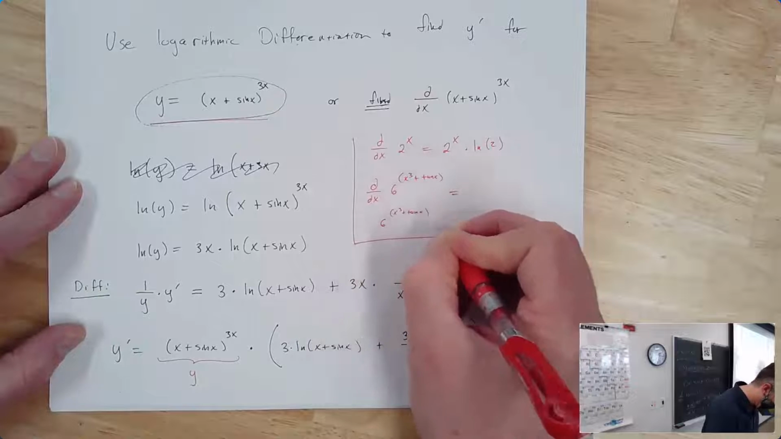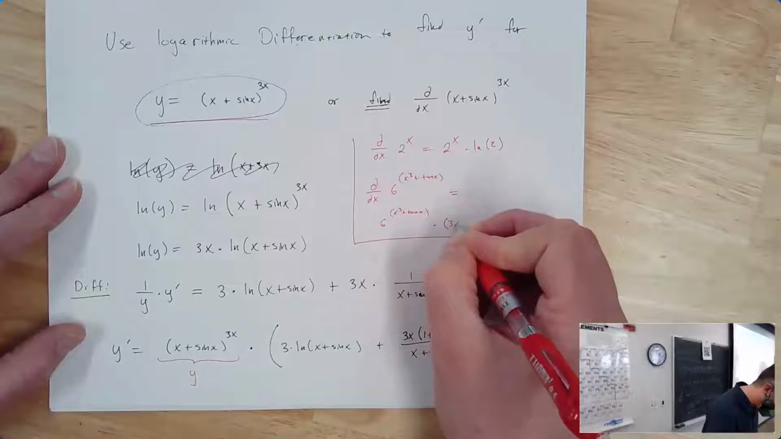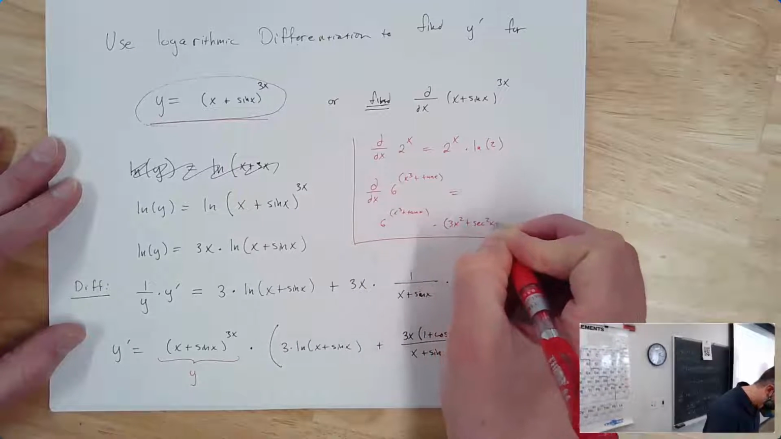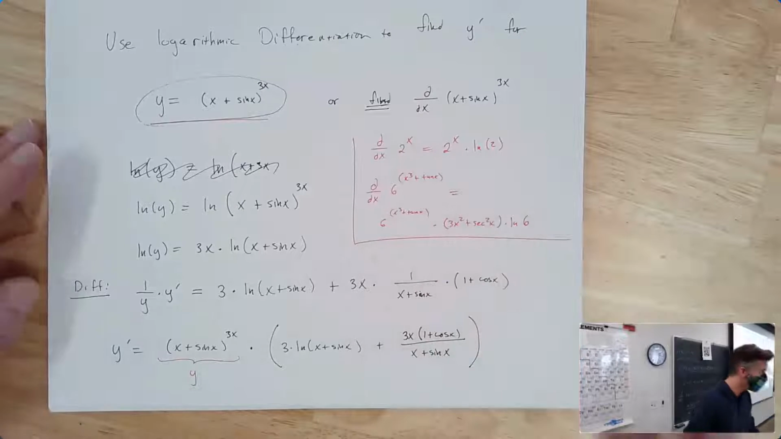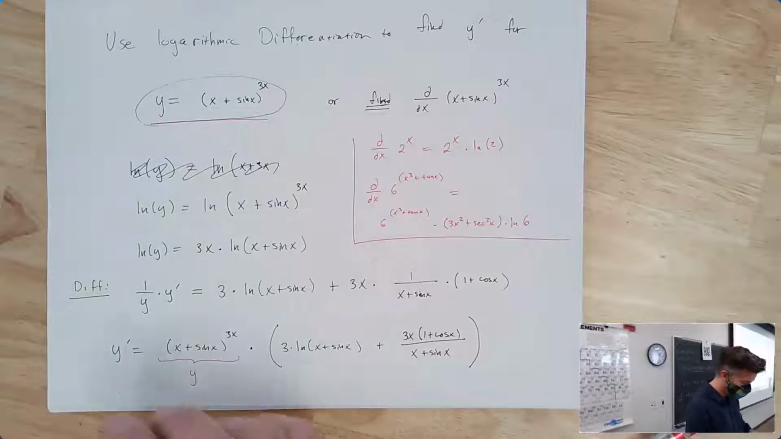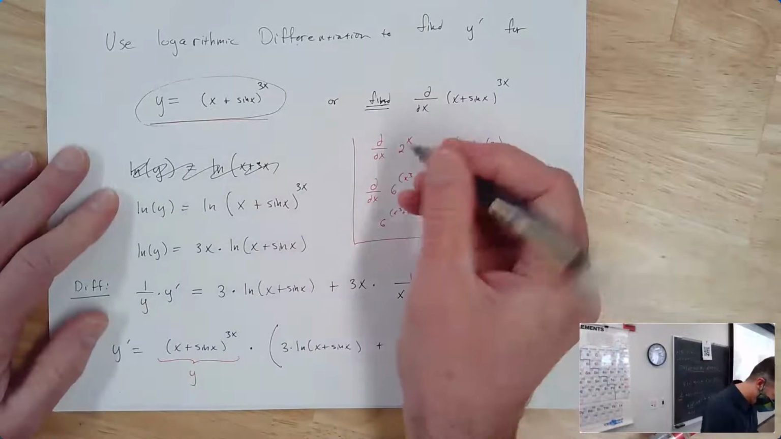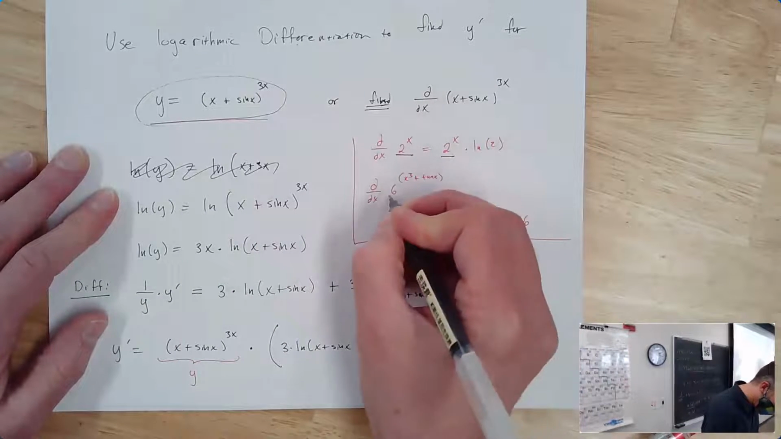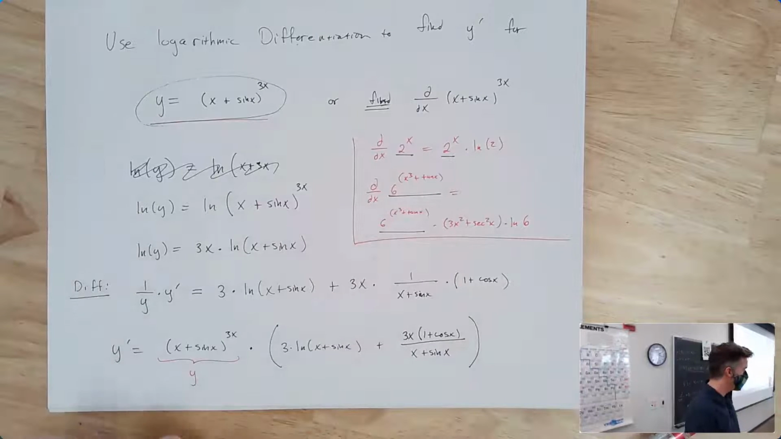times the derivative of the stuff times the natural log of the base. But still, the original expression is totally popping back up. And that's always true when your derivative has a variable in the exponent. It's kind of neat.